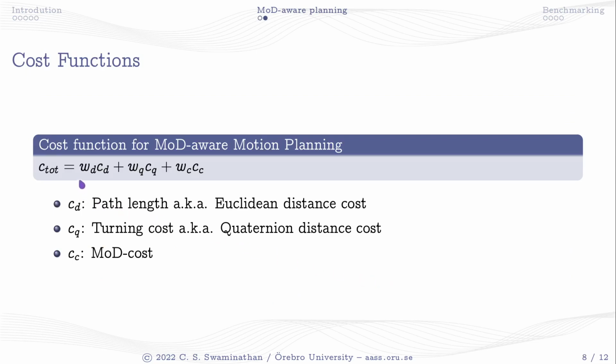Traditionally, there were 2 components. So you have the CD, or the path length, Euclidean distance cost, so essentially the length of the path between 2 trajectory points. CQ is the turning cost, or the quaternion distance, so how much a robot has to turn. And then what we have done is added in another cost, CC, which is the MOD cost, and a weighting parameter for each of these. Typically, one might choose a weighting parameter of 1 for WD and WQ, and vary WC according to details, which can also be found in the paper.